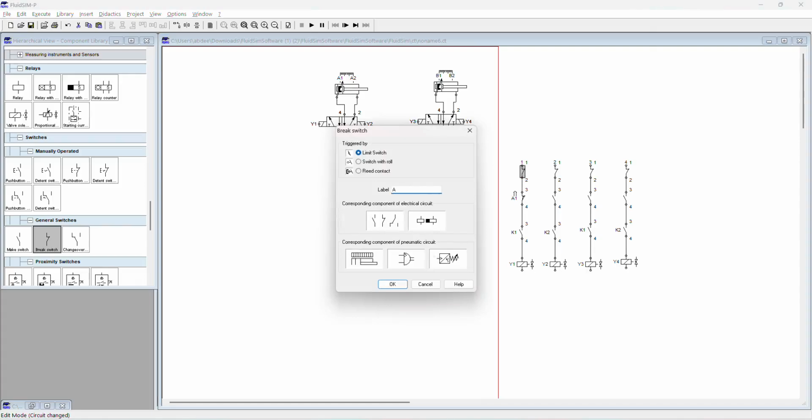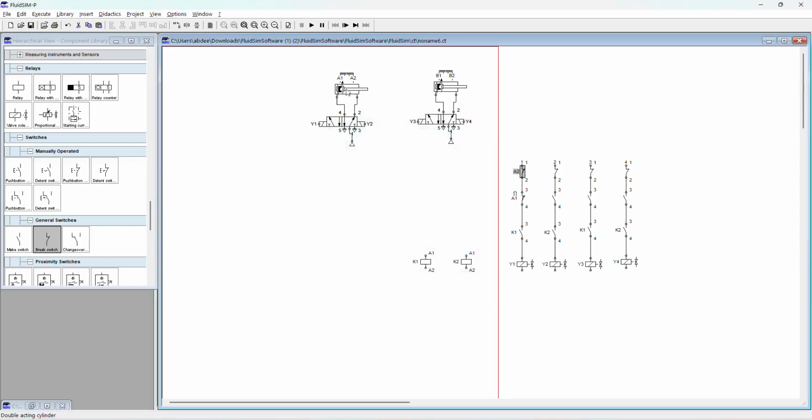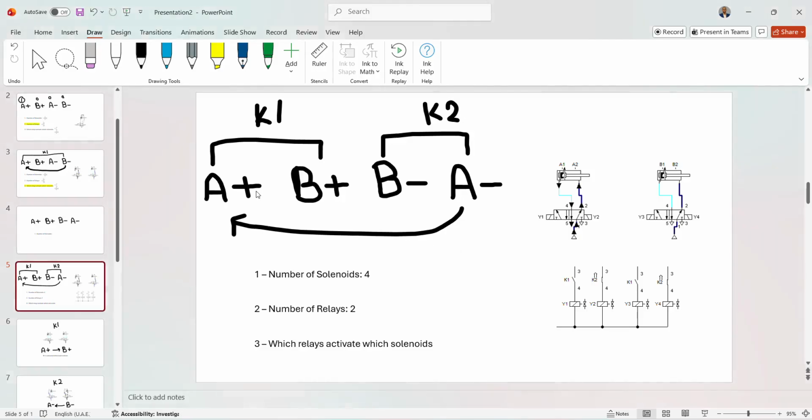And now, when do we want to deactivate the extension of A? We want to deactivate the extension of A whenever it's fully extended. So whenever it's fully extended and limit switch A2 is activated, we want to stop the extension. So now we are done with this one. Looks good.